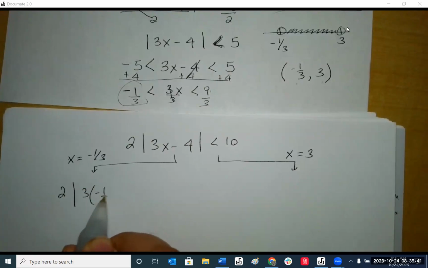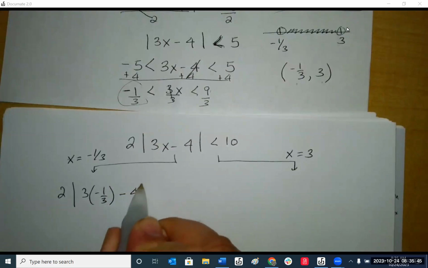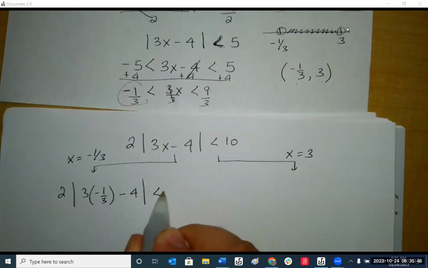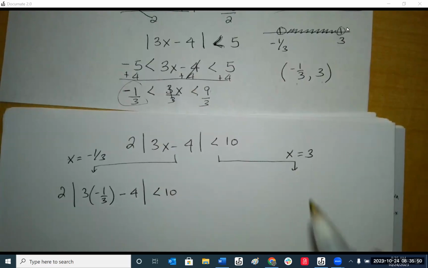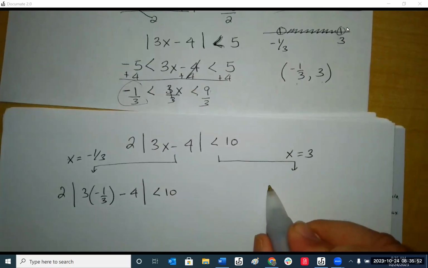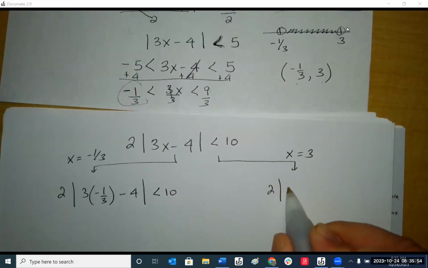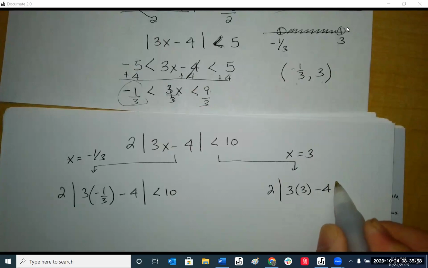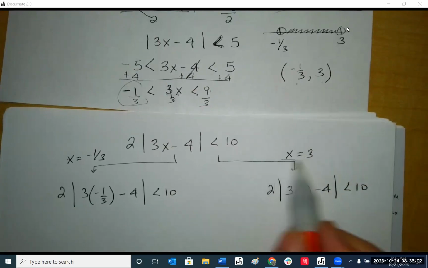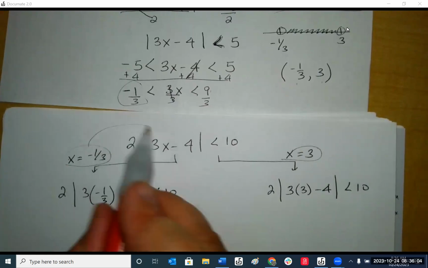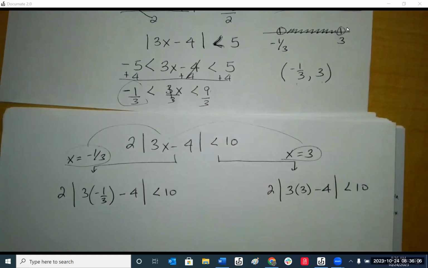Three times negative 1/3 minus 4. Is it less than 10? Three times 3 minus 4. Is it less than 10? So all we did was replace these two numbers in place of x in the original equation.